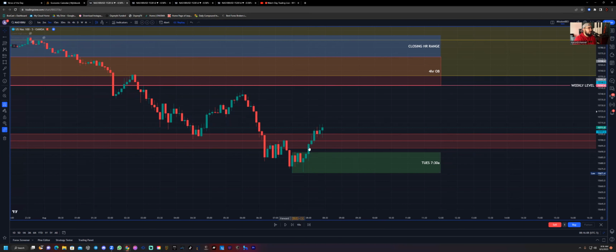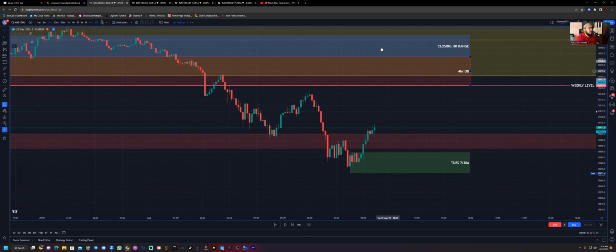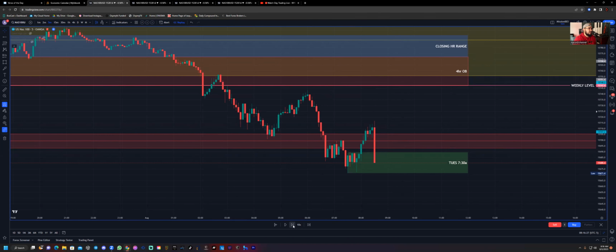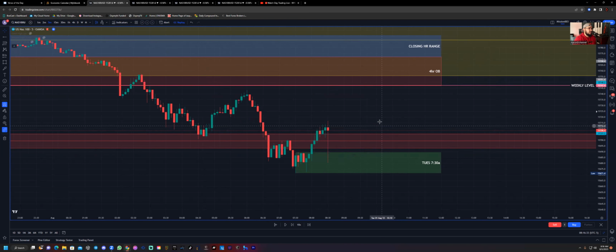And notice how we are closing beneath the previous day's closing hour range, right? And we are above the 7:30 candle range at the market open. So what I'm anticipating is price coming back into the range and going up. Let's see what happens. All right. So we go into the range during that 5-minute candle and we go up. All right.